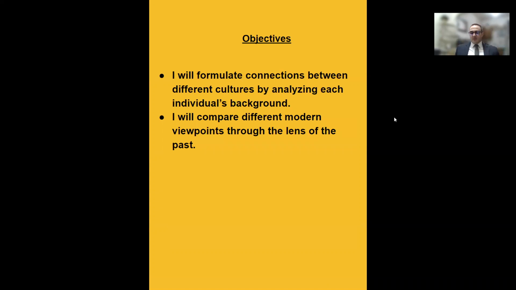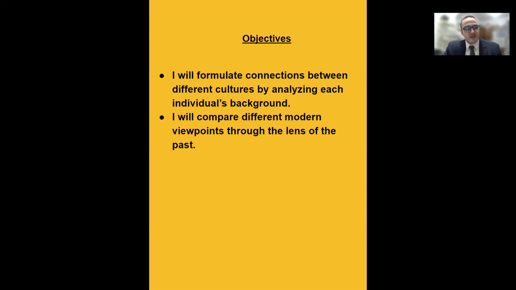So today, through our activity, we'll be working on a couple of things. Like I said, we're comparing two opposing views and looking at these individuals. So go ahead and read these objectives off to yourself. Today you will be able to formulate connections between different cultures by analyzing each individual's background, okay? We're going to look at where these people are from, their social class, the schooling they had, and political and social views. That's going to help us compare and contrast these very different viewpoints, okay?